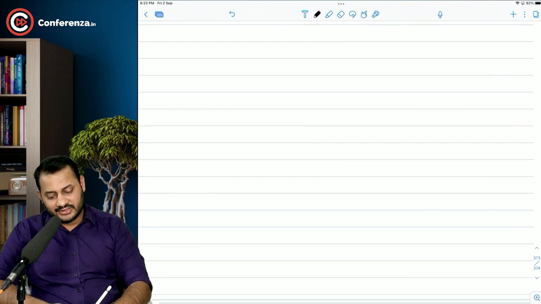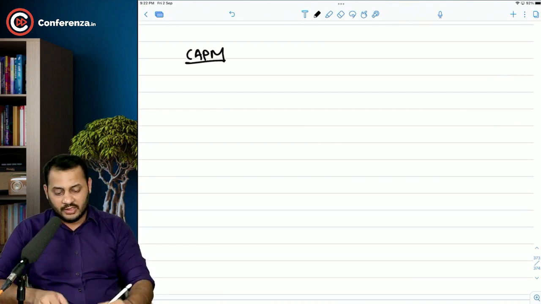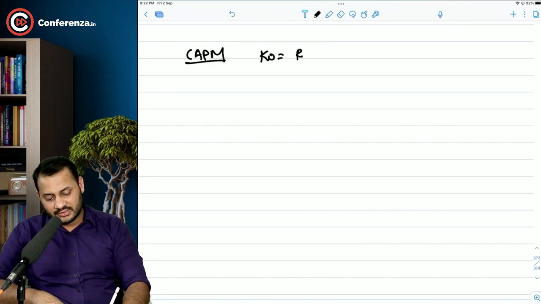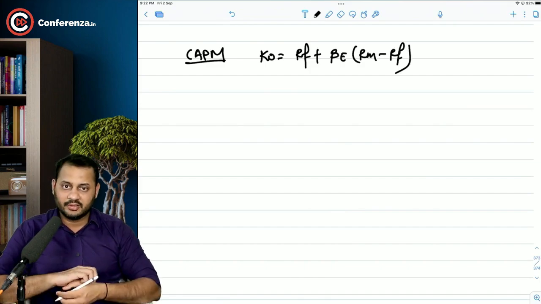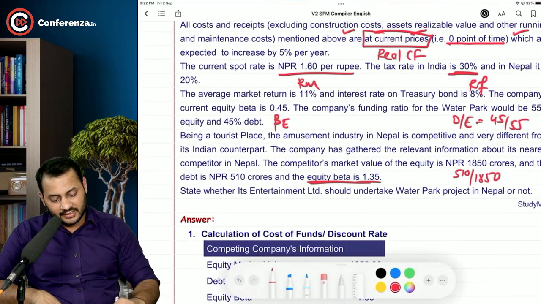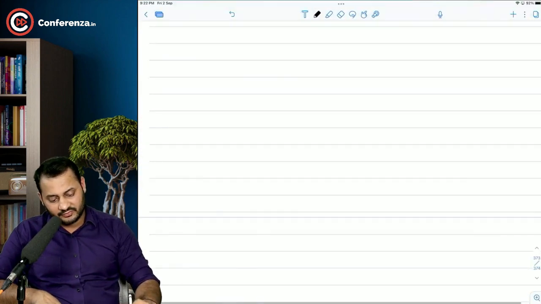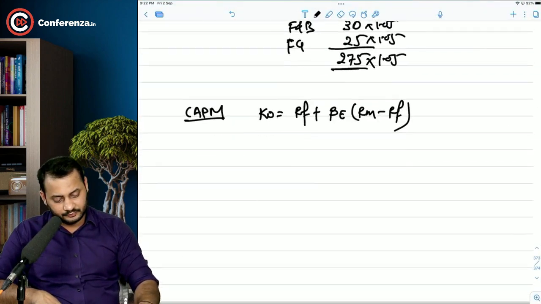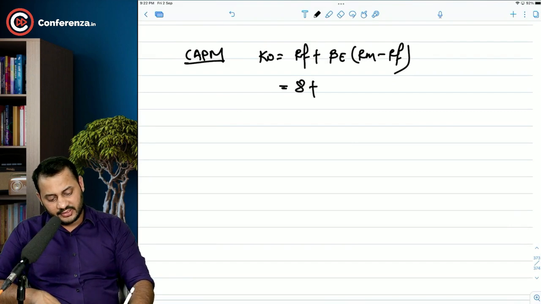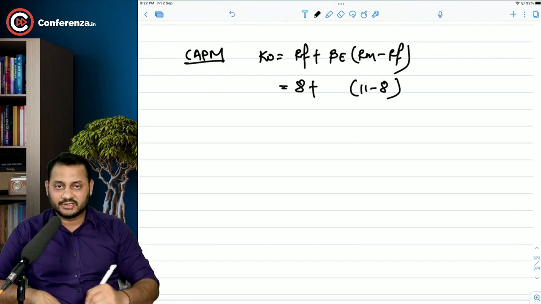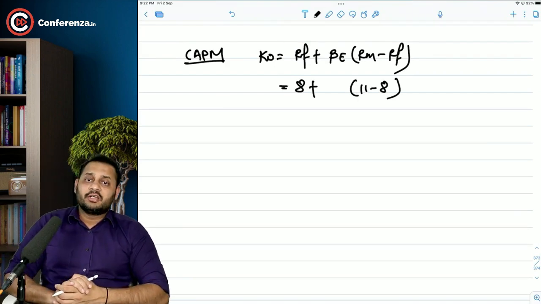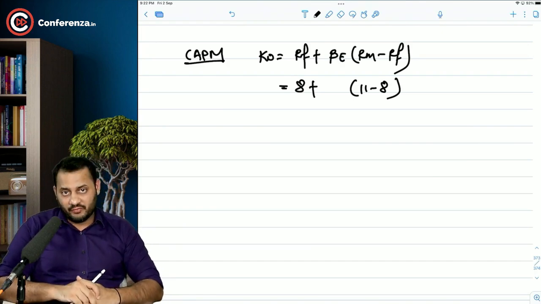See, in order to discount the cash flows, first you will have to use the capital asset pricing model. The capital asset pricing model says risk-free rate of interest plus beta of equity into market rate minus risk-free rate, right? We have been given the market rate of 11% and the risk-free rate of 8%. So risk-free rate 8%, market 11 minus 8. The only thing that is not given in the question is the beta of equity.